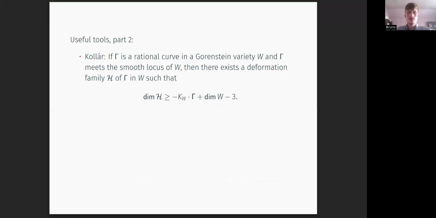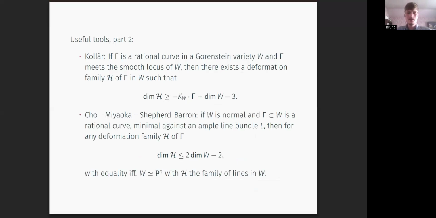So this is an inequality in one way, and I have an inequality in the other way, also by, so that's another result by Cho, Miyaoka, and Shepherd-Barron. If I have a normal variety W and a rational curve gamma inside W, such that gamma is minimal, it has minimal degree against an ample line bundle among rational curves, then any deformation family of gamma in W has dimension lower than 2 times the dimension of W minus 2, and the equality is met if and only if W is P^n and H is the family of lines in P^n. Otherwise, the equality is strict.